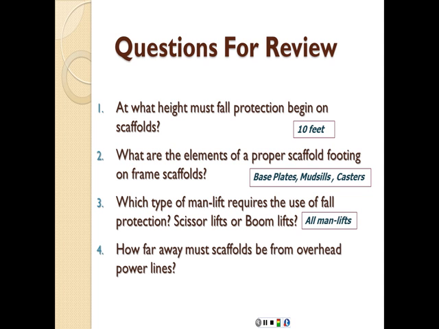How far away must scaffolds be from overhead power lines? Again, remember another magic number, which happens to be the same thing, 10 feet. Minimum is going to be 10 feet.